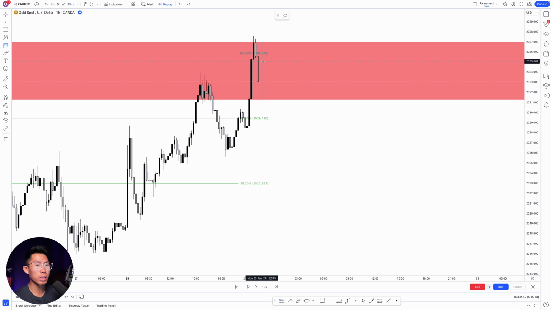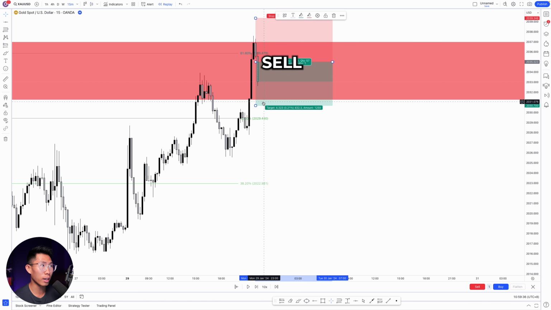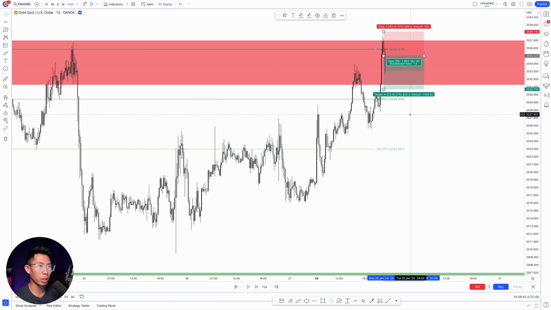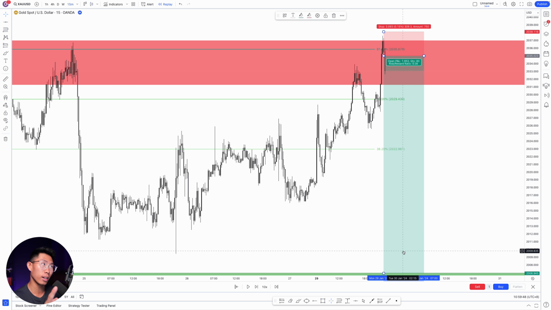So this is where I personally entered for the trade. I entered somewhere right around here because it was a very nice entry and I was pretty confident on this trade. And I placed my stop loss above this supply zone and I placed my take profit all the way down at the next demand zone. But wait, there is a mistake being committed right here.